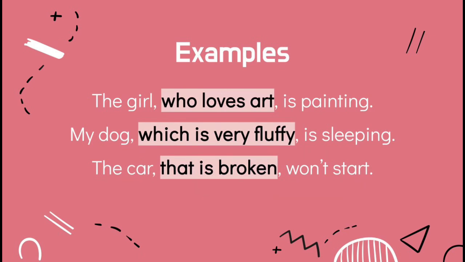In the next one, the car that is broken won't start. Without the embedded clause, the car won't start. The embedded clause here explains why. Now notice something important. If you just said, who loves art, or which is very fluffy, or that is broken, those by themselves are not complete sentences and they don't make sense. That's because these are embedded clauses. They're meant to be part of a bigger sentence and add detail, not be by themselves.